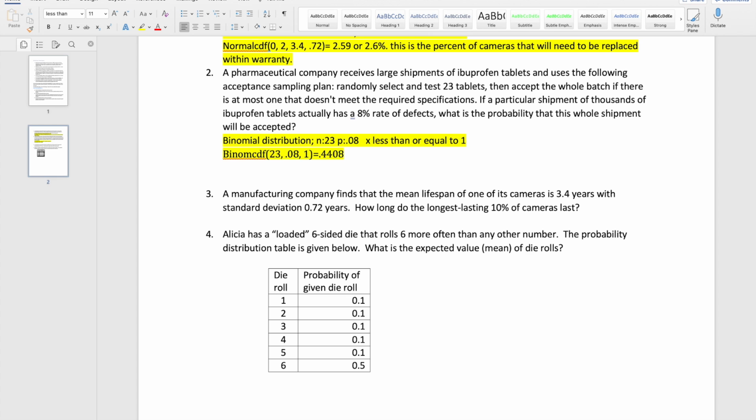What I'm trying to say, sorry, is 1 minus 0.4408. I was doing my math wrong. 1 minus 0.4408 is 0.5592. 0.5592.